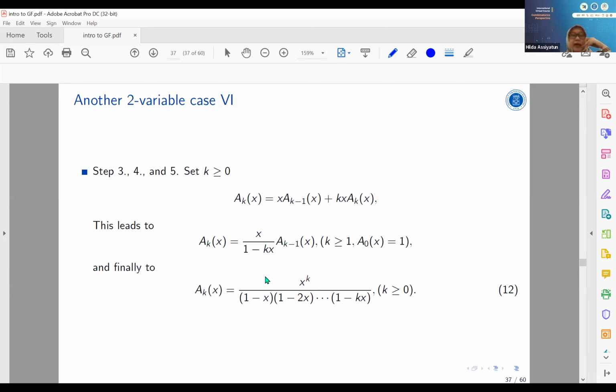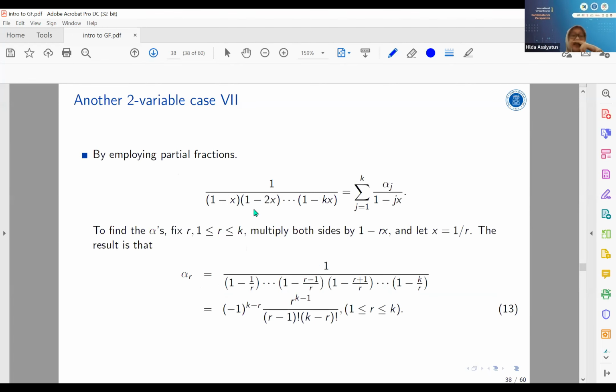Regarding the methods, actually the method is already finished here. The remaining work is how we extract the explicit formula for our sequence, our Stirling number. Now how to do this? I think we go back to the same method as in the one variable case.